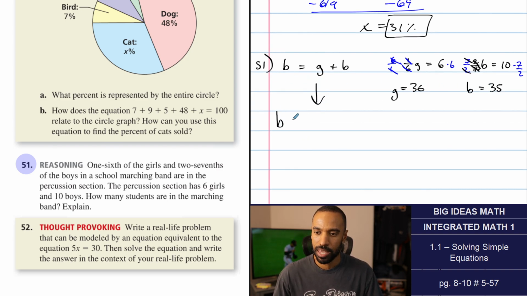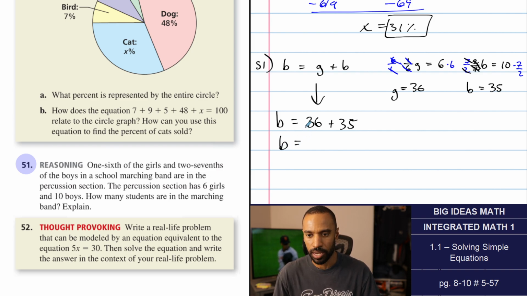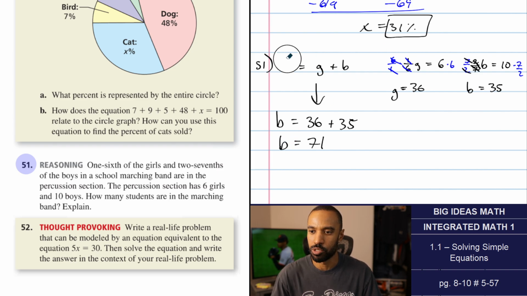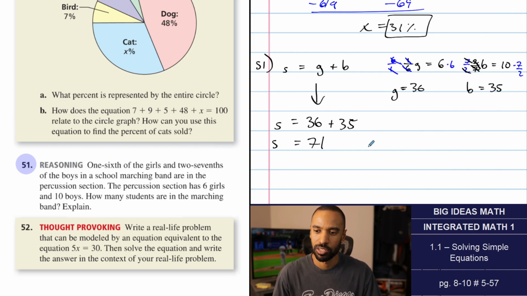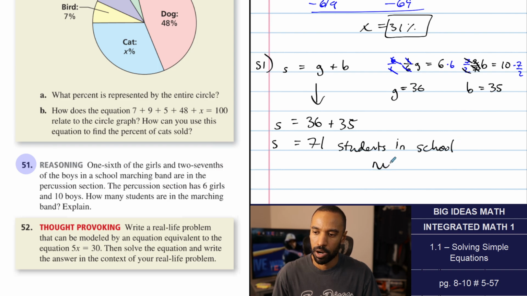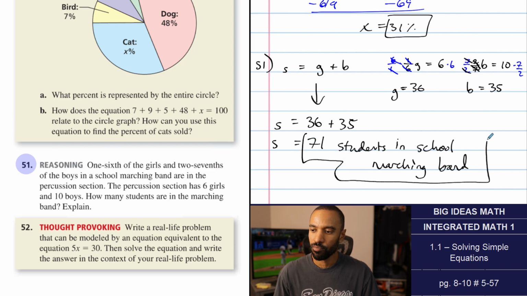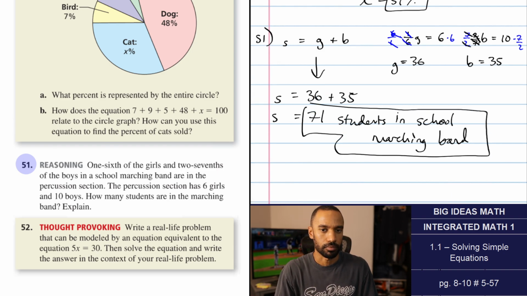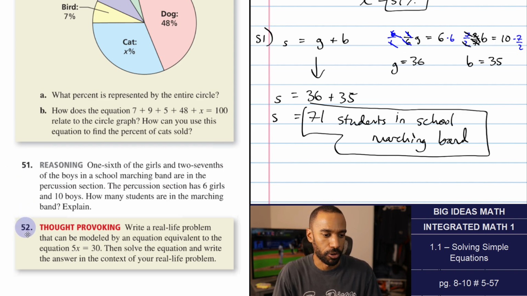So B equals 36 plus 35. There's more than one way to solve that, I suppose. I think this was a good way of dealing with it, figuring out how many there are individually. And that's 71 total. Oh, shoot. I can't use B for band, since B is boys. I'll use students. S. 71 students in the school marching band. Okay. Pretty even spread.